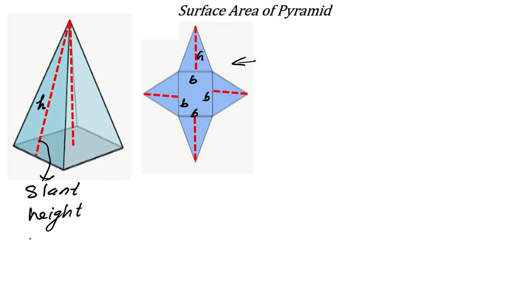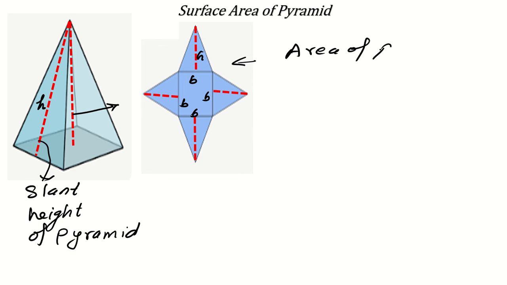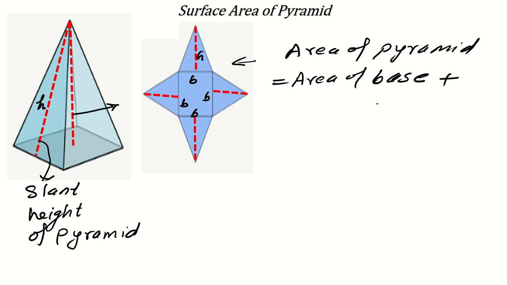The slant height of the pyramid will be the height of the triangle. But here it is for the pyramid. Now this line is the height of the pyramid, so there is no need to include this line in this question. So what will be the area of the pyramid? Area of pyramid will be equal to area of base. Base is a square, so area is x square. If the base is a triangle, the area will be the area of the triangle. Plus the area of one triangle multiplied by 4.